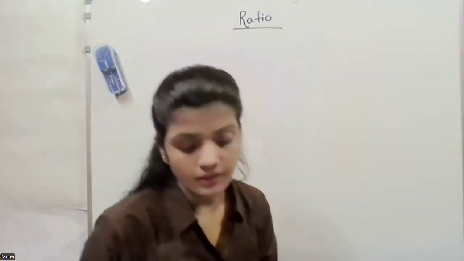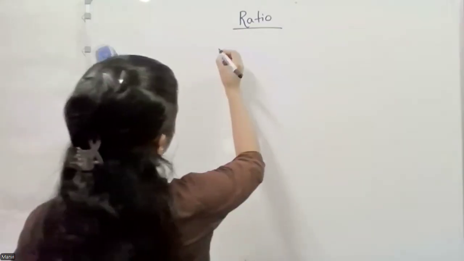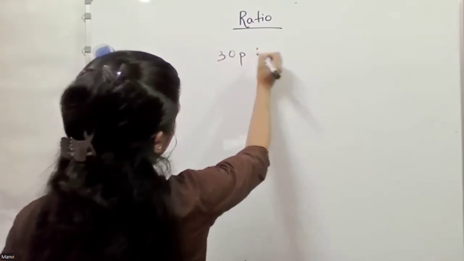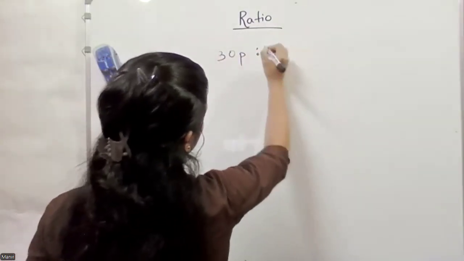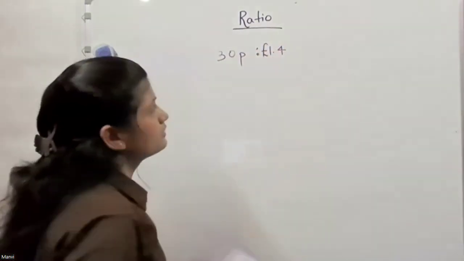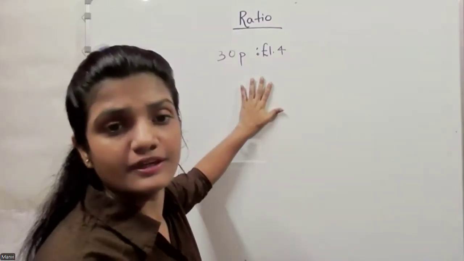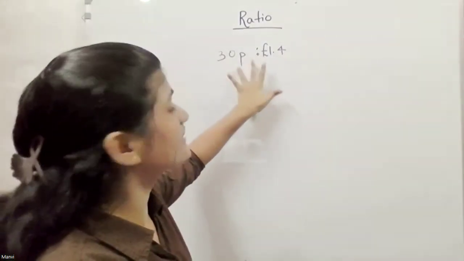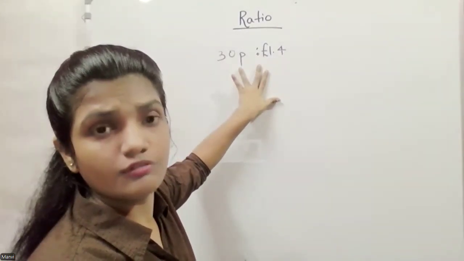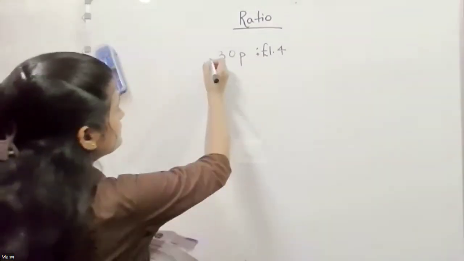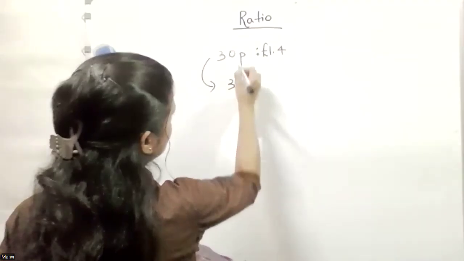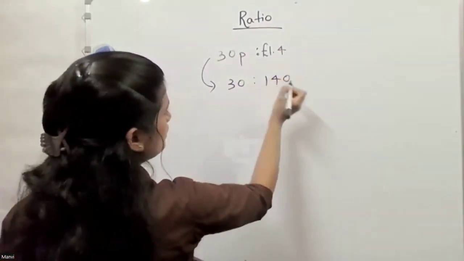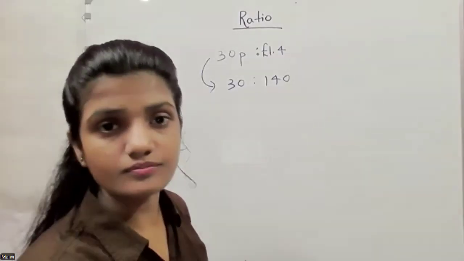For example, if I write the ratio of money like 3 pence to 1.40 pounds, here we can't simplify or do anything. This is not written in the correct ratio form. So what will be the correct ratio for this? 30 pence and 140 pence.